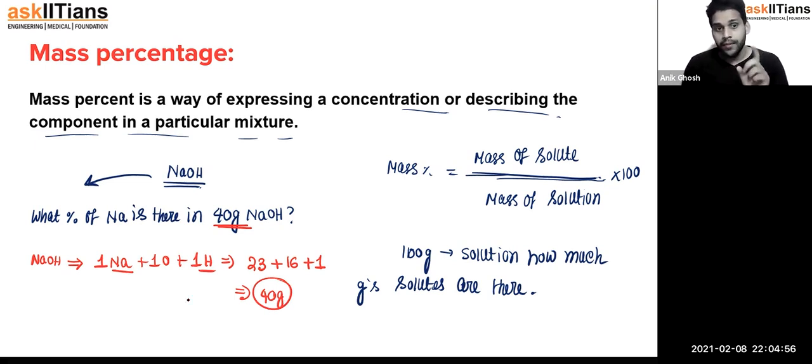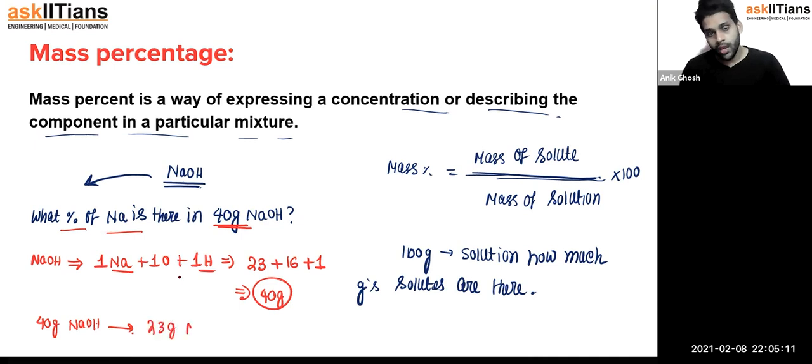Now they're asking what percentage of Na is there in 40 grams of NaOH. So in 40 grams of NaOH, I have 23 grams of Na, isn't it? NaOH is 23 plus 16 plus 1. So this 23 was there in 40 grams. Now they are asking what is the percentage of Na present in there. So what would happen for 100 grams of NaOH?